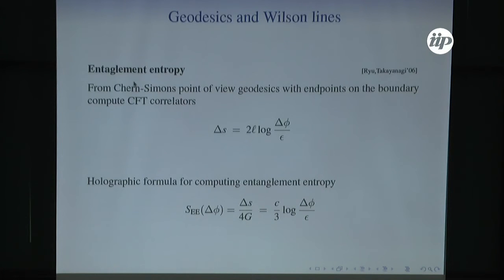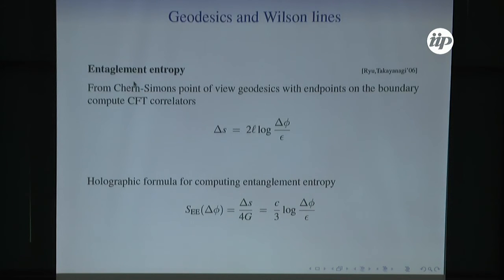this is one of the manifestations of the so-called holographic formula for entanglement entropy, which says that, the conjecture is that the entanglement entropy is, in general, the area of the minimal surface, but in 3 dimensions, just the length of the geodesics divided by 4G. So using the identification between G and C, you get this known formula for entanglement entropy.